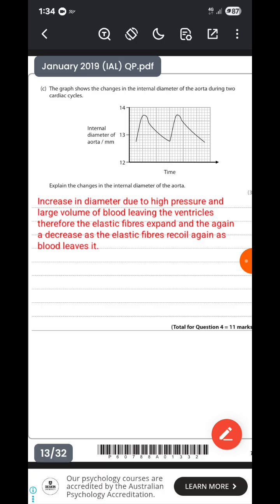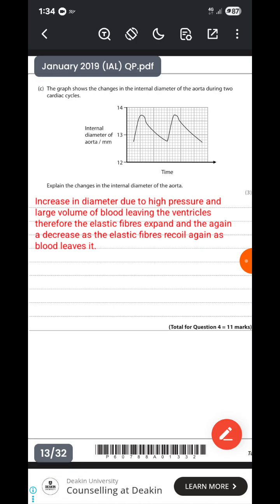We have learned about that separately, why there are more elastic fibers in the aorta, and also we have learned that close to the heart, the arteries have more elastic fibers, and the further the artery goes away from the heart, the number of elastic fibers decreases, because close to the heart there's high blood pressure.